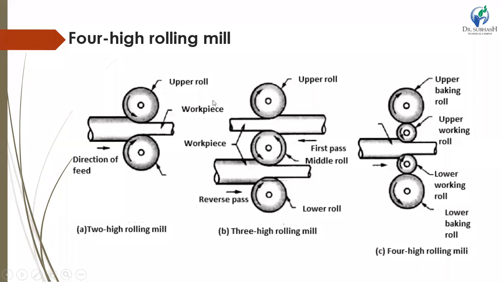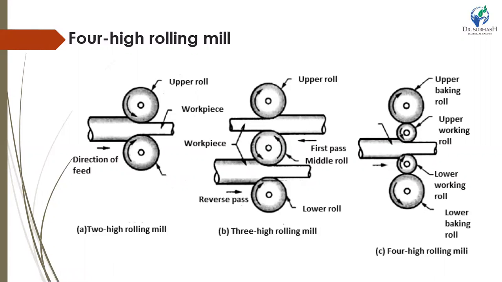Okay, next, four-high rolling mill. It consists of four horizontal rolls, for example, two smaller and two larger diameter rolls arranged directly one over the other. You can refer to figure number 3.